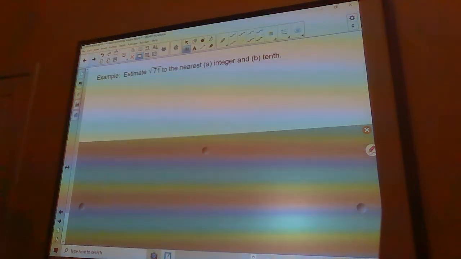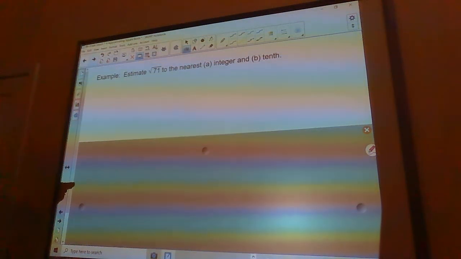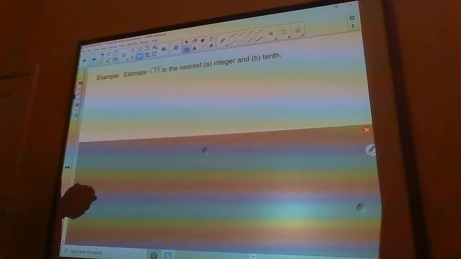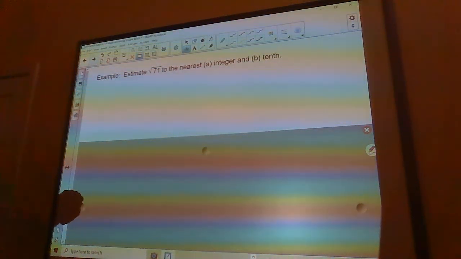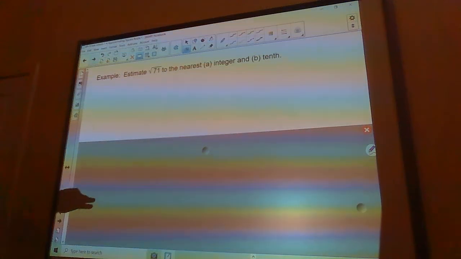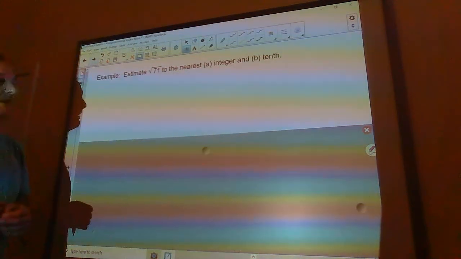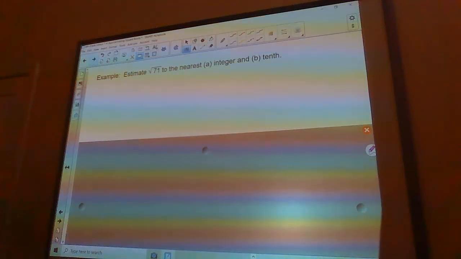Okay, now estimating a square root. Estimate the square root of 71 to the nearest integer and the nearest tenth. Here's the thing with this. You should be able to kind of estimate it to the nearest integer. To the tenth, you know, if you're close, I have no problem with that. If you really need to be accurate, you're going to use a calculator, and that's what I would do.